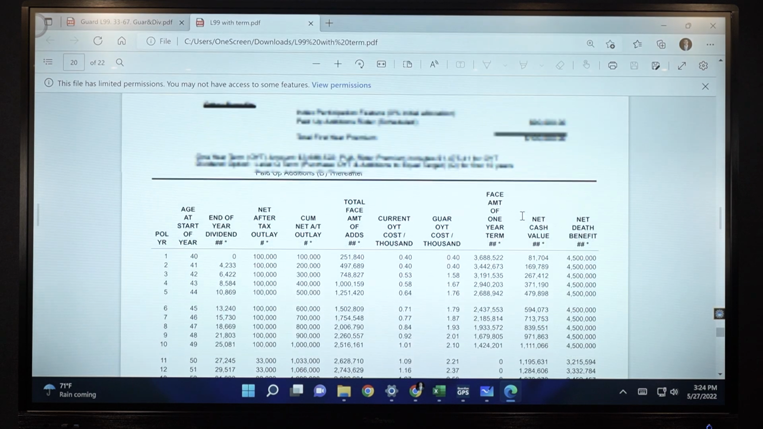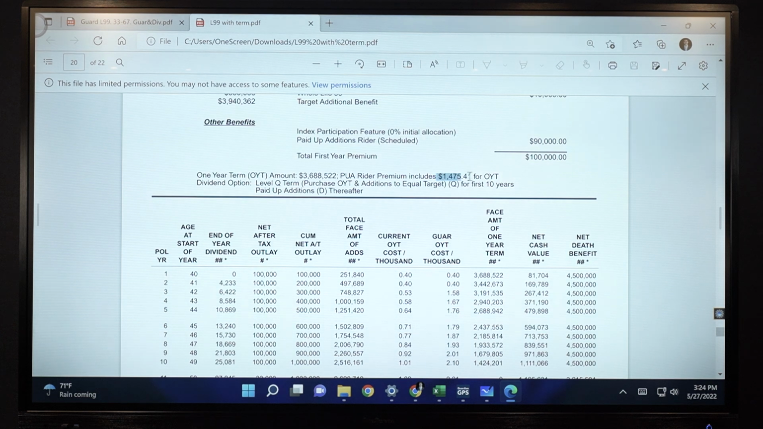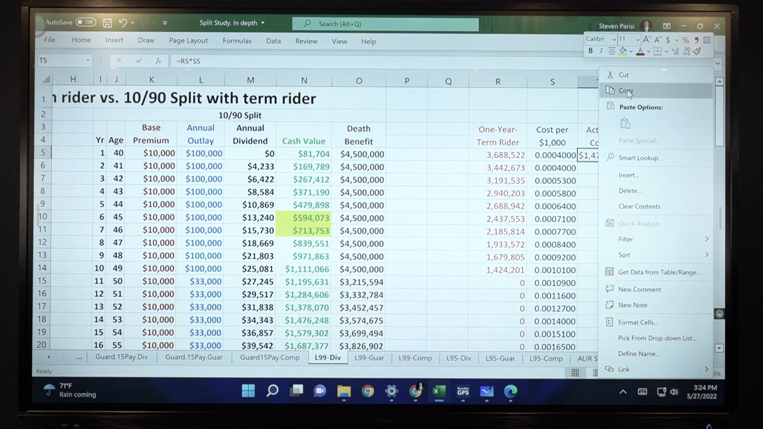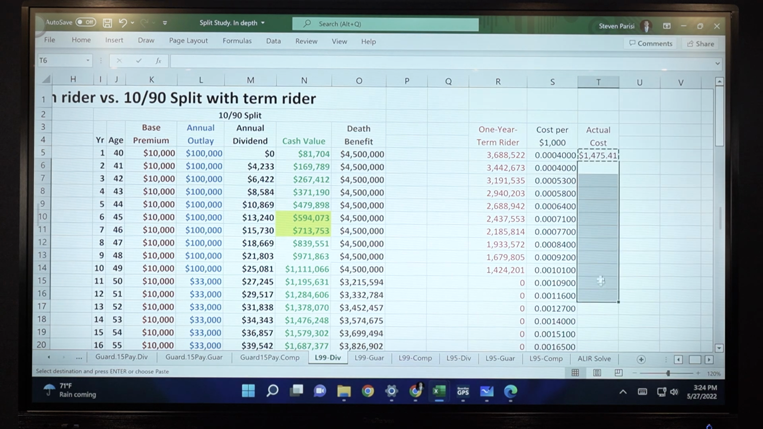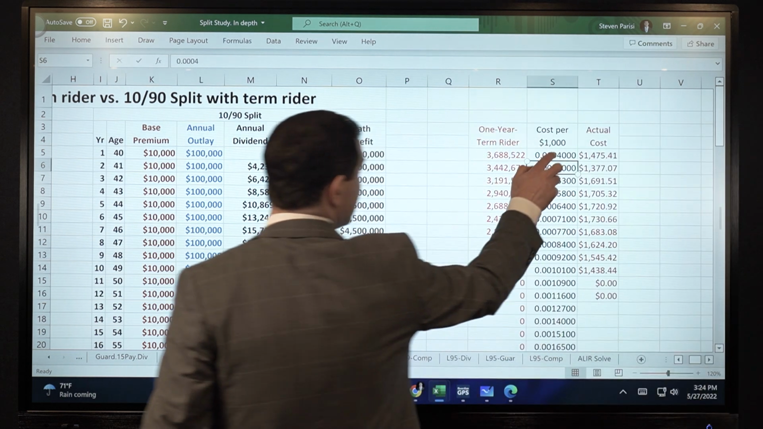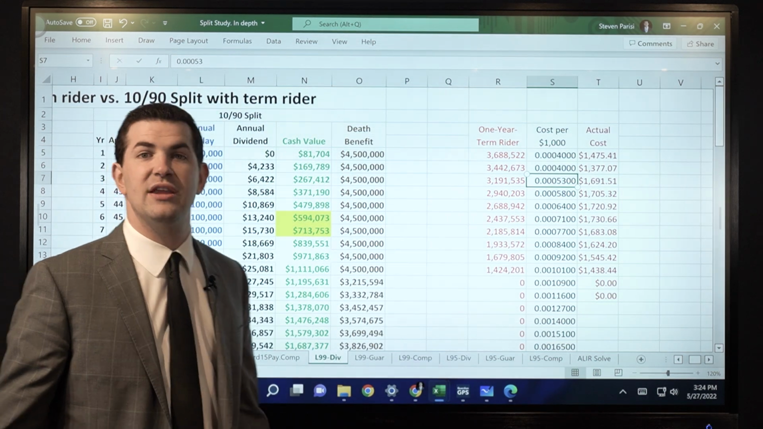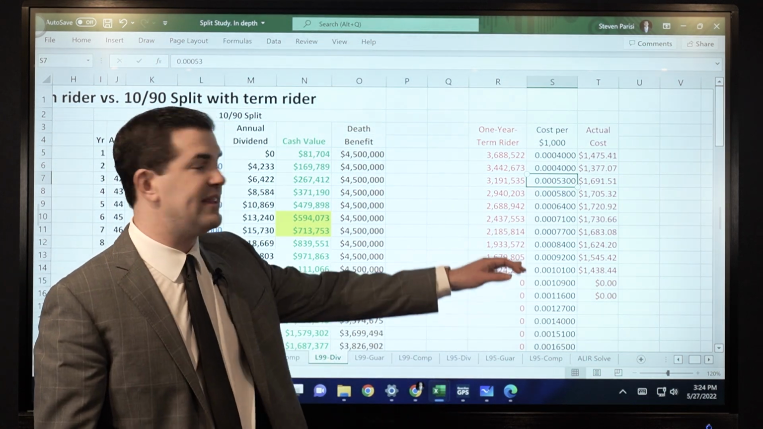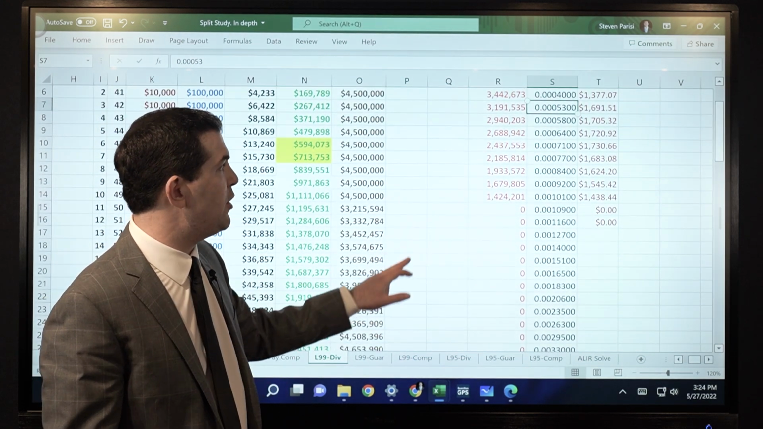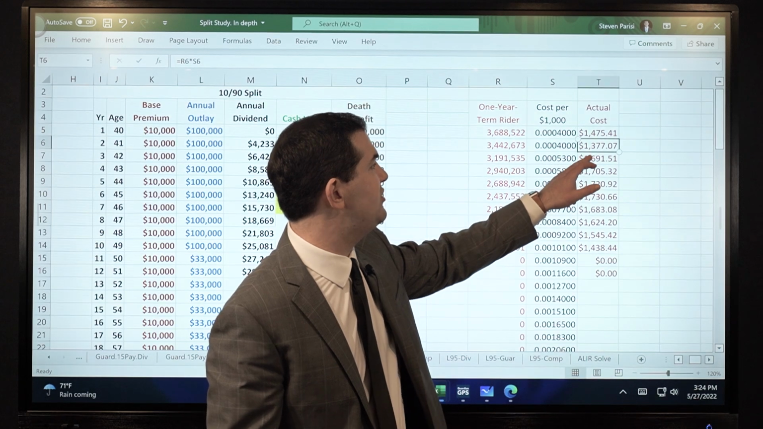Let me go back. Yes. Is it to the penny at 41 cents? It is. And there we go. So there's your term cost. What you'll notice here, after the first and second year, it begins to increase the actual cost. And this is based on the non-guaranteed values. We're going to look at the guarantees as well. But there you go. There's your actual dollar cost each year.